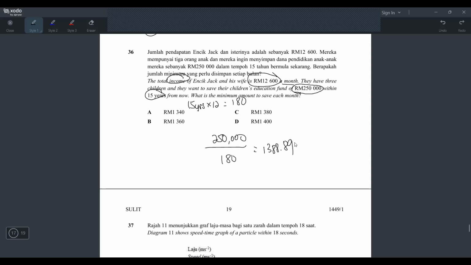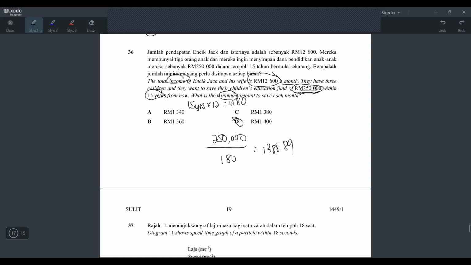1388.89. But you cannot tell me, oh sir, choose the closest answer and then bullet C. No, wrong. You cannot bullet C because they say what is the minimum. Minimum means what? Paling kurang you kena save berapa. If you save 1380, by the time you reach 15 years, you will not have this amount. It means you have to save more than this. So the answer is actually D.